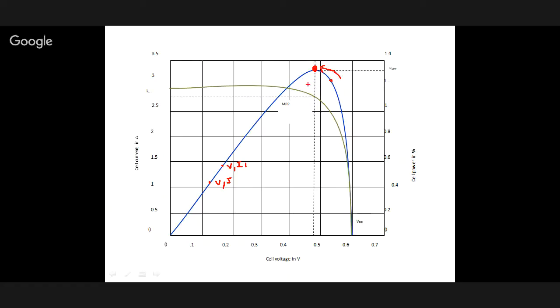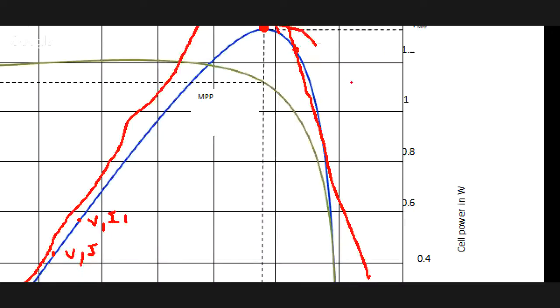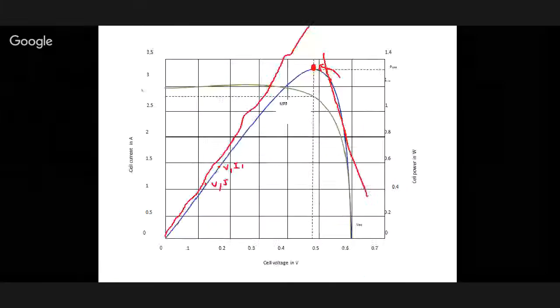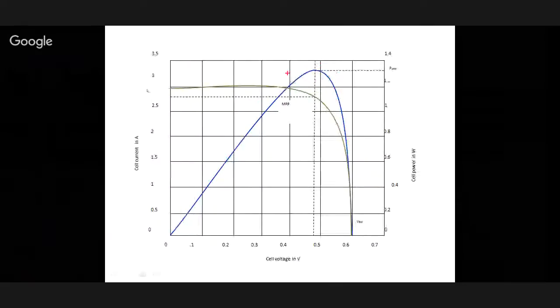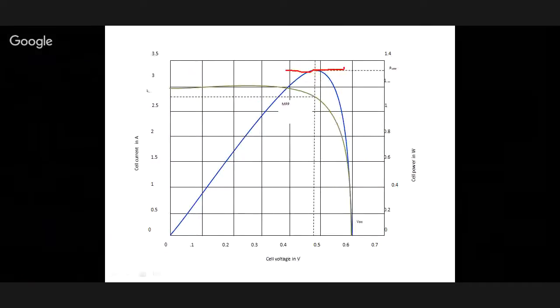Or you can have some other methods like incremental conductance. In that, you just draw the slope of the system. If it is a positive slope, it means we are on the left side of the MPPT. If it is a negative slope, we have crossed the MPPT. And if it is a zero slope, we have reached the MPPT. So there are different methods to track the MPPT.